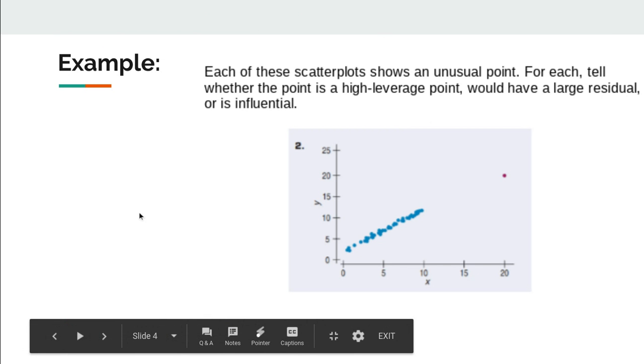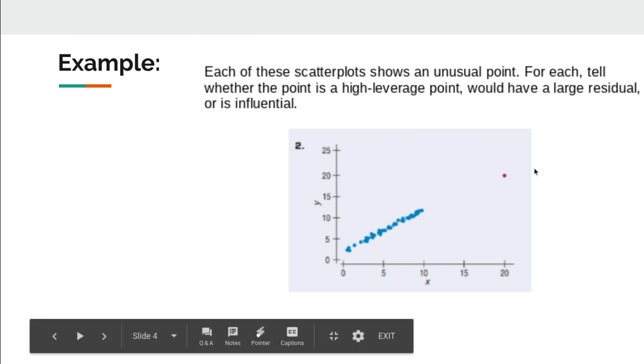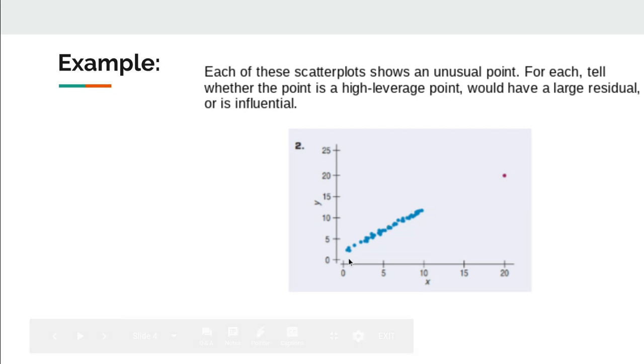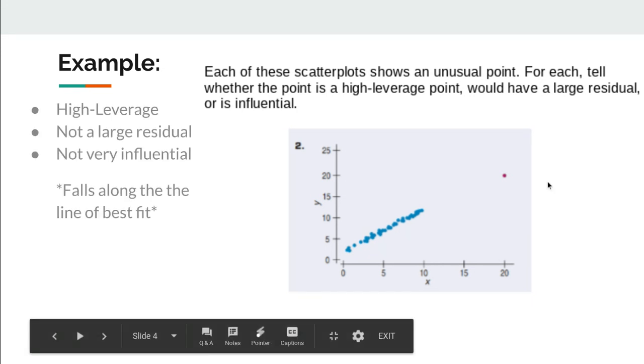As an example, each of the scatter plots shows an unusual point. Tell whether the point has high leverage, would have a large residual, or is influential. Because this is really far out here, if we were to change it up or down, it would change the way that the line of best fit is pointing. So it is a high leverage point. Since it follows the line of best fit pretty closely right now, it doesn't have a large residual. And it's not very influential just because it does fall along that line of best fit.